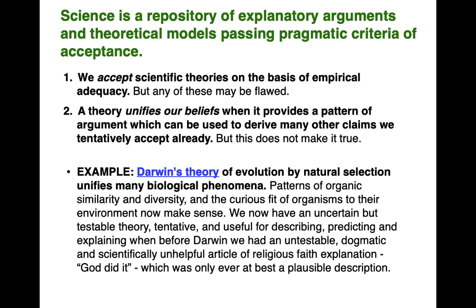For example, Darwin's theory of evolution by natural selection unifies many biological phenomena, patterns of organic similarity and diversity, and the curious fit of organisms to their environment now make sense. We now have an uncertain but testable theory, tentative and useful for describing, predicting, and explaining, when before Darwin we had an untestable, dogmatic, and scientifically unhelpful article of religious faith explanation, namely God did it, the God hypothesis, which was only ever at best a plausible description.